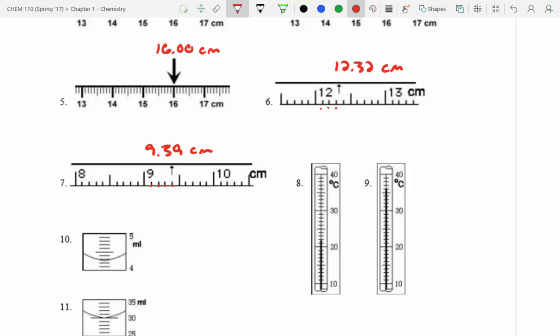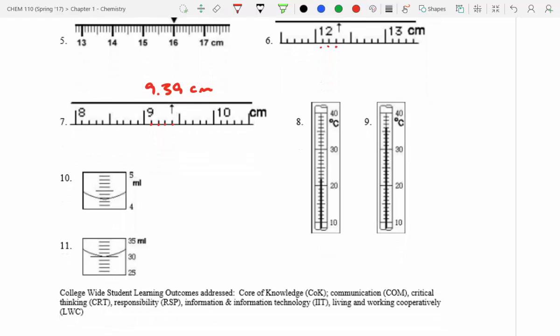All right, now we go to 8 and 9. These are measurements of temperature. What do you guys think about for number 8? What do the hash marks represent? The ones, tenths, hundredths place? The ones. So we want to estimate to the tenths place.